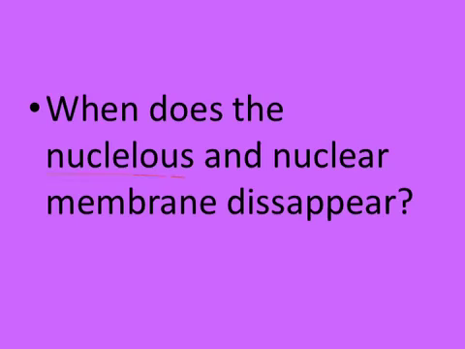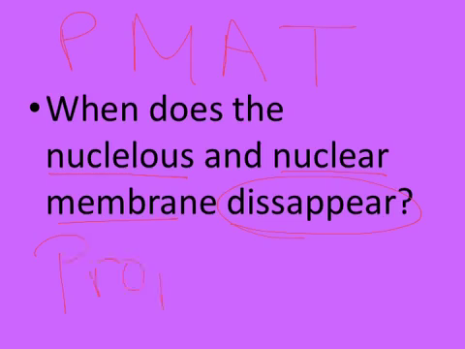When do the nucleolus and the nuclear membrane disappear? All right, when does it begin to disappear? Remember, we're talking about the phases of mitosis. So which of the phases does it start to disappear? If you said prophase, then you are correct. During late prophase, the nuclear membrane and the nucleolus completely disappear so that the chromosomes can start migrating towards the middle.